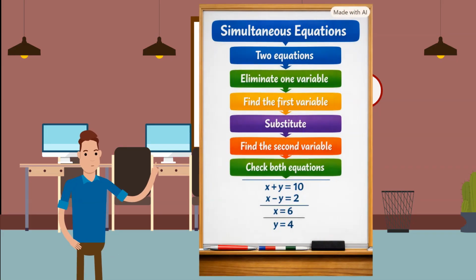Let's recap. Simultaneous equations involve two or more equations that must be true at the same time. Use addition or subtraction to eliminate one variable. Solve for the remaining variable. Then substitute that value back into an original equation to find the second variable. Finally, check your answers. For our original example, x plus y equals 10, x minus y equals 2, the solution is x equals 6 and y equals 4.